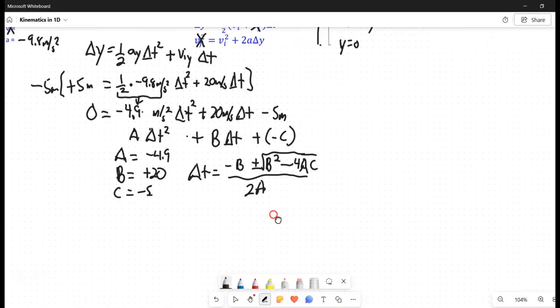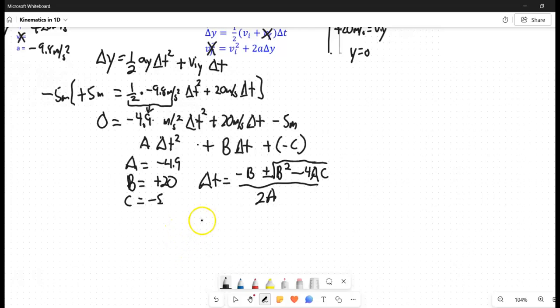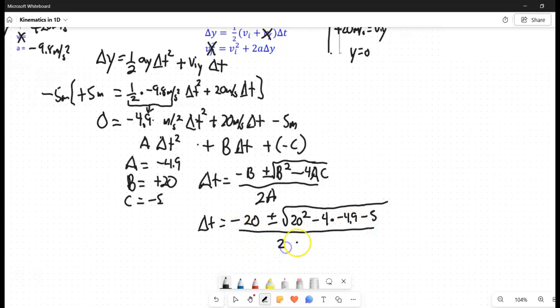Okay, so this looks worse than it is. It's really not that bad. It's this weird plus or minus that kind of messes stuff up. So this is going to be negative 20 plus or minus the square root of 20 squared minus 4 times a negative 4.9 times c, which is a negative number, which is negative 5, all over 2 times a negative 4.9. Okay, I think a lot of your calculators have this equation in it.